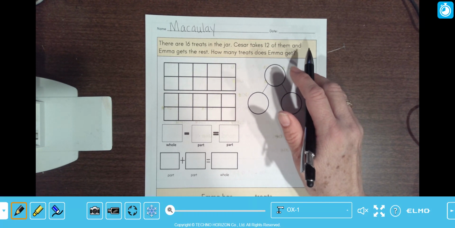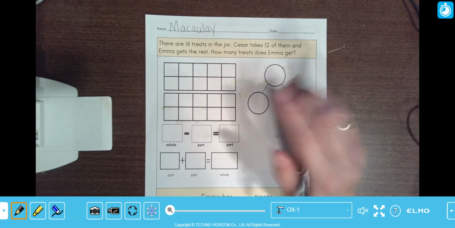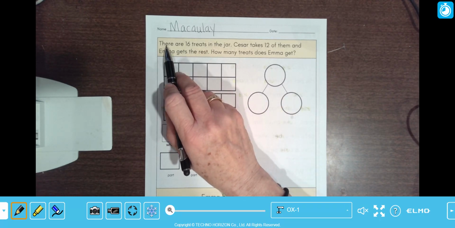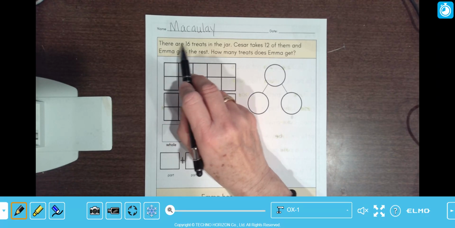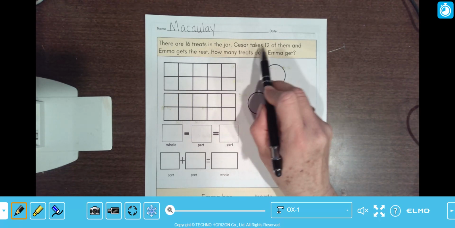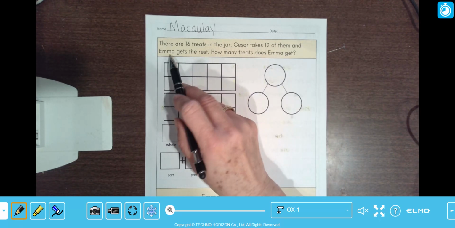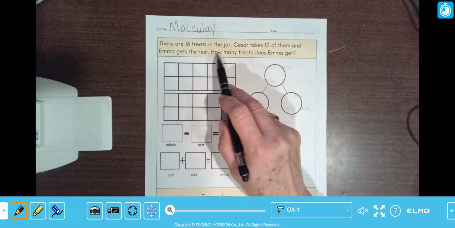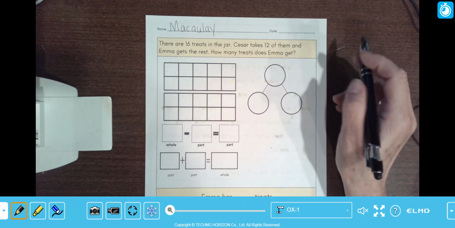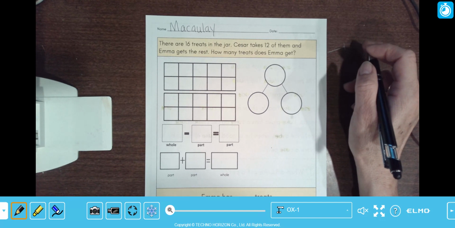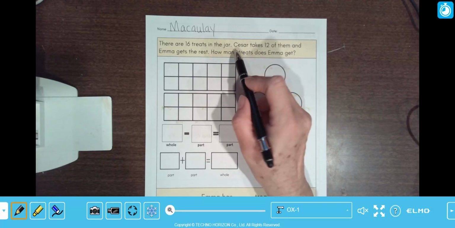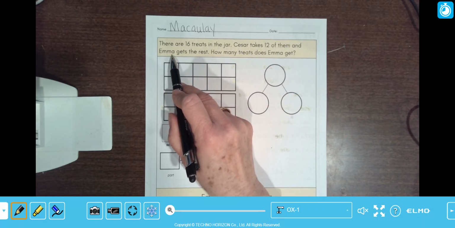So the first question we're going to ask is, who is this problem about? Who is this story about? So I'm going to read it. If you want to read it with me, you can, okay? Here we go. There are 16 treats in the jar. Caesar takes 12 of them, and Emma gets the rest. How many treats does Emma get? Okay, so who is this story problem about? Yeah, it's about Caesar and Emma, right?